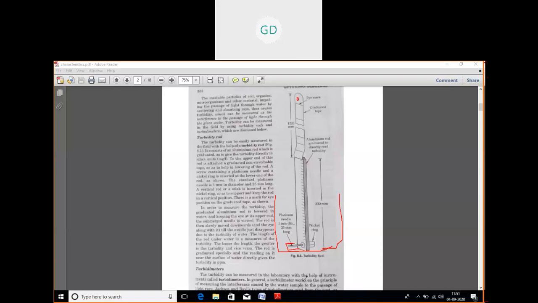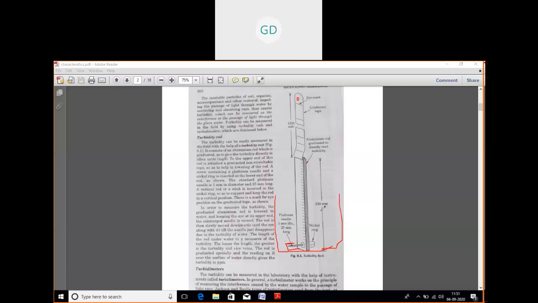That sample of water is turbid. You take the turbid water, and you dip your turbidity rod until you can no longer see this needle. At one point of time this needle will disappear, because the water is turbid. At that point, when you are not able to see this platinum needle, you stop. You don't dip it further.